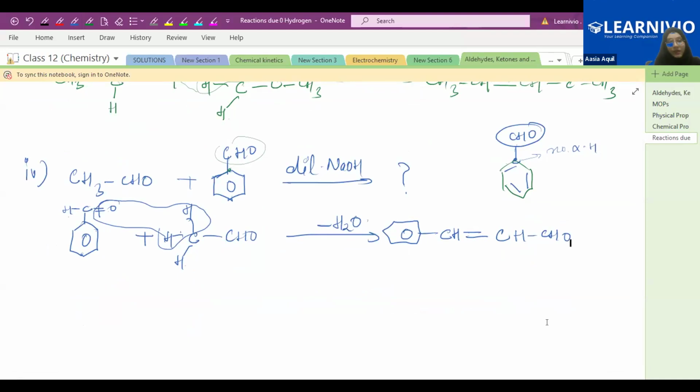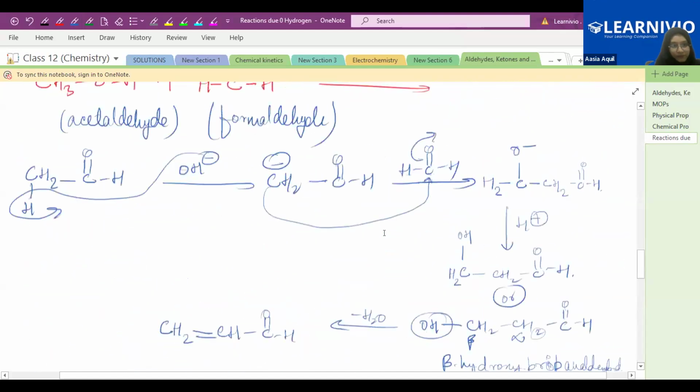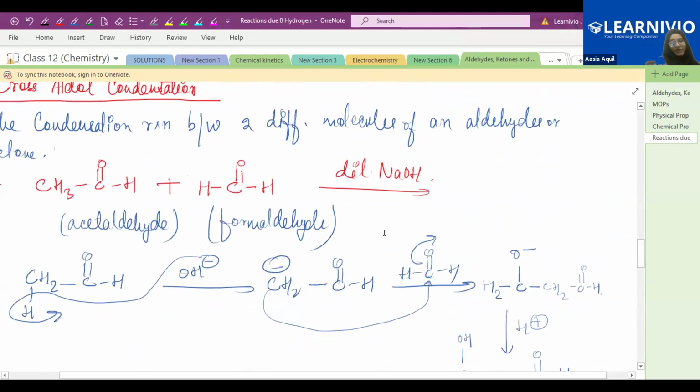Similar case, I had done with you, just like formaldehyde. Okay, this was a similar case: acetaldehyde and formaldehyde. This acetaldehyde has one alpha carbon, right? This CHO group is attached to this carbon, which has a hydrogen. So it has an alpha hydrogen.